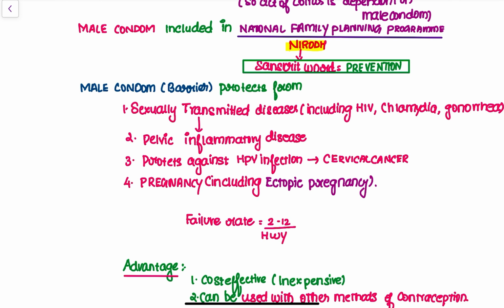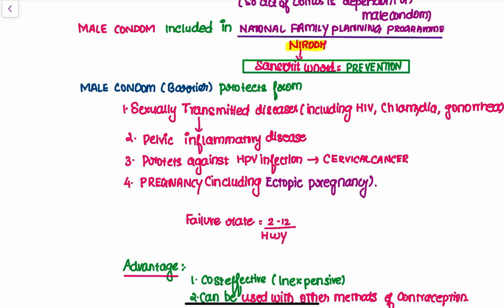The most important point here is that human papilloma virus is the cause for cervical cancer. How? Because the high risk subtypes, that is the HPV 16 and 18, lead to cervical cancer, right? So this male condom is ideally going to act as a barrier contraceptive and prevent the female from cervical cancer. Why? Because it is going to protect from HPV infection.